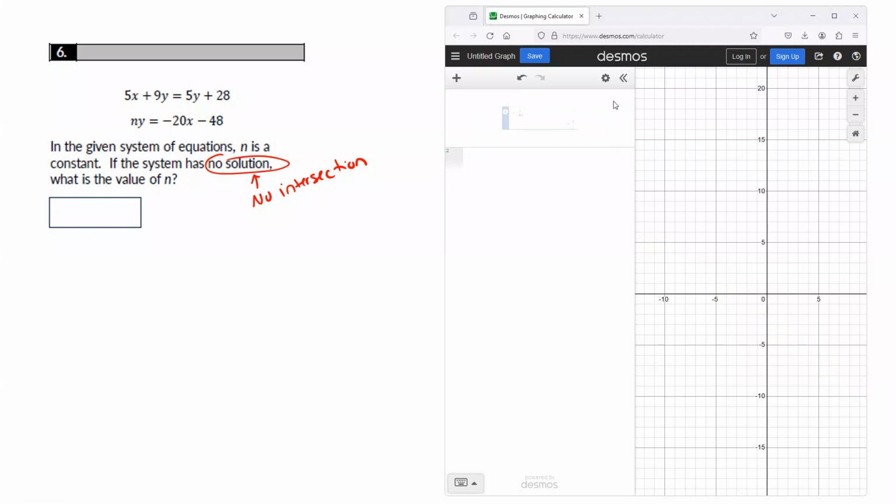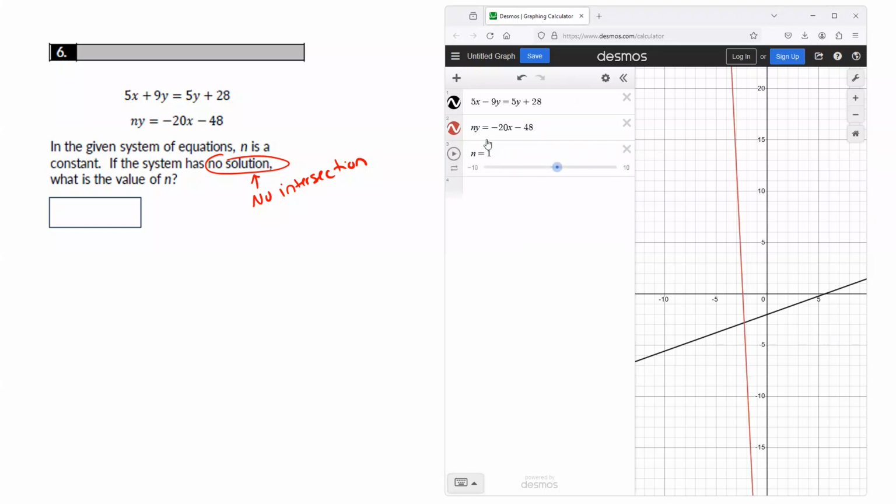I'm going to type in 5x plus 9y equals 5y plus 28. And ny, we're going to end up with a slider for this. Ny equals negative 20x minus 48. All right, well, I'm looking for no intersection between this red and black line, and I got an intersection. So what I'm going to do is move this back and forth until I don't have an intersection.